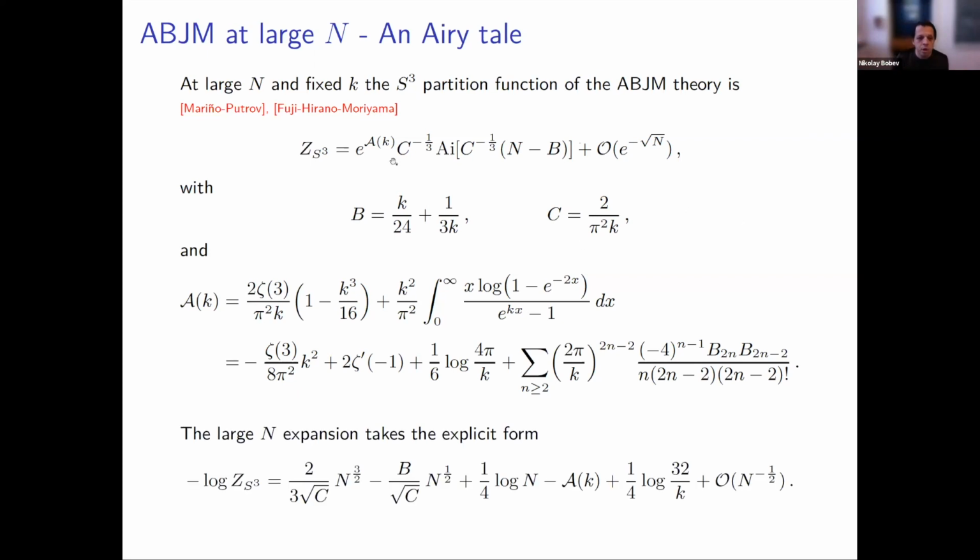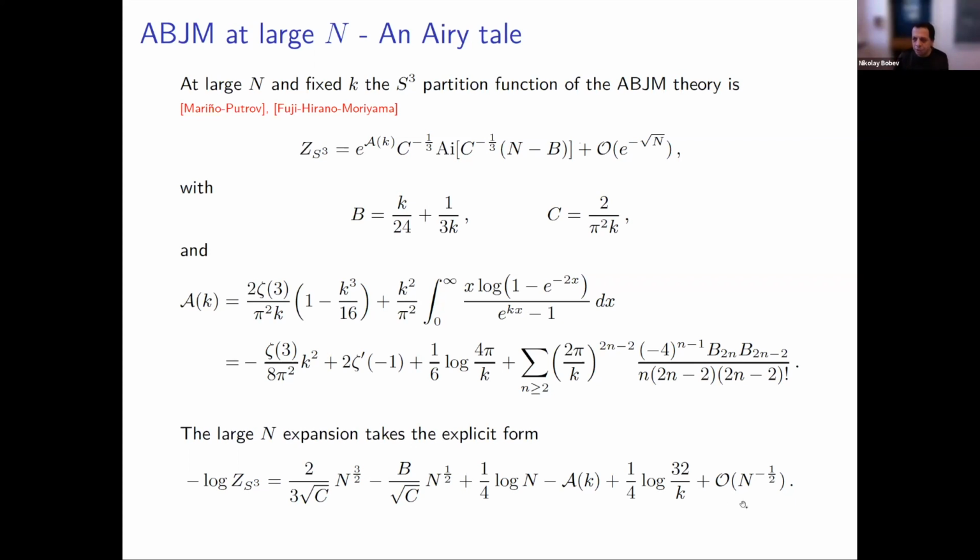At large n, you can take the logarithm of the path integral. So let's call this the free energy in analogy with statistical mechanics, and then expand this answer, and you will get something like this. This is very easy to obtain simply using the expansion of the Airy function at large n. And what you find here is this infinite series of 1 over n corrections. Yeah, and I just want to emphasize that it's easy to obtain all of these numbers.